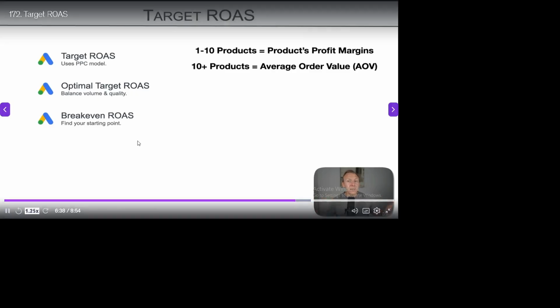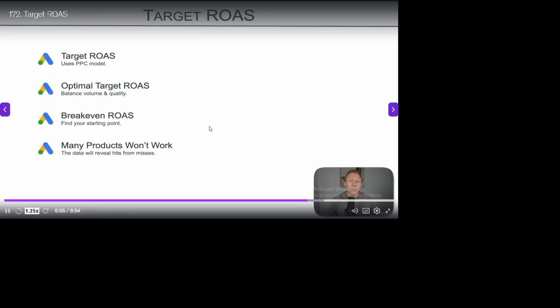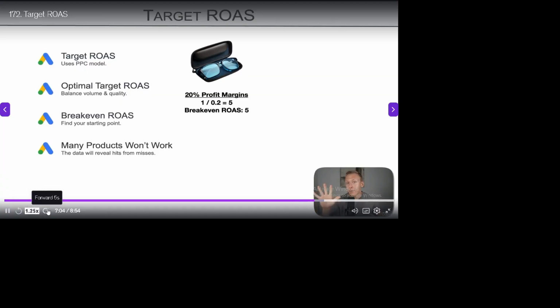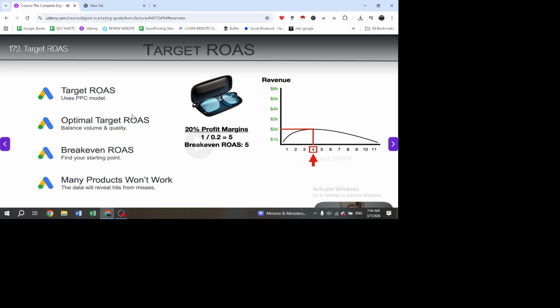Now, you might already have figured this out, but this also means that not every product on Google Ads is going to be a success or even is going to work. Honestly, a lot of products won't work, and the only way to find out which will and which won't is by running the test and seeing what the data reveals. And the reason for that is simple. Let's say that we have this product in front of us. Let's say that it has a 20% profit margin, so 5 in order. But let's say that the ROAS, you're just getting less and less traffic and you're just making less and less money.